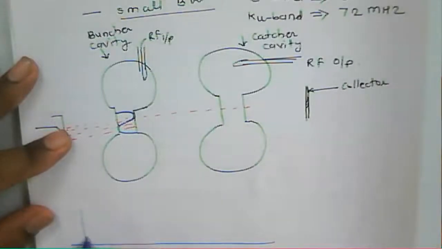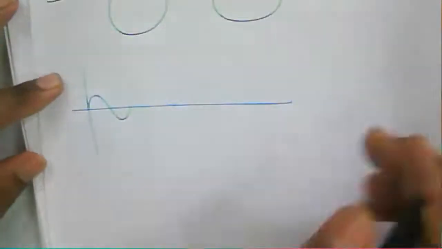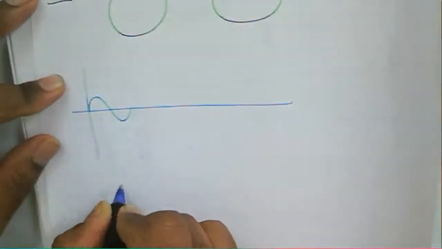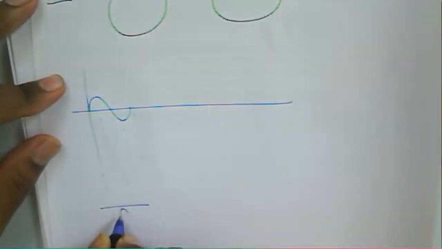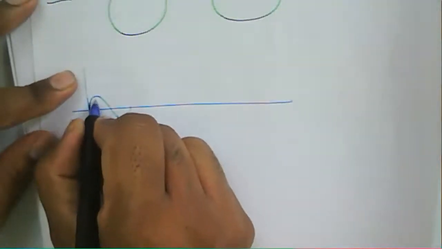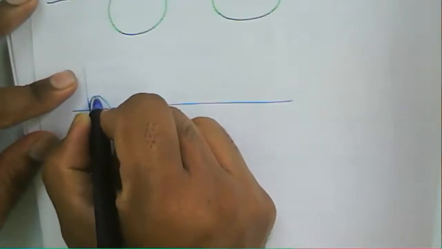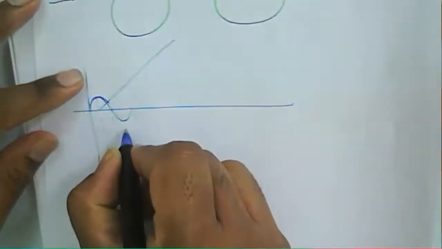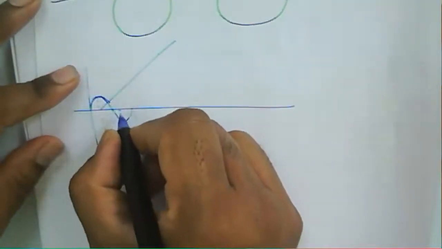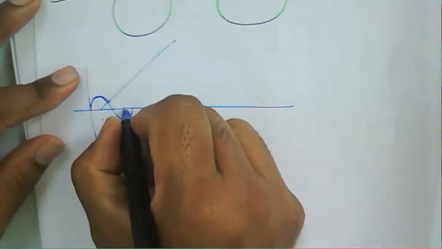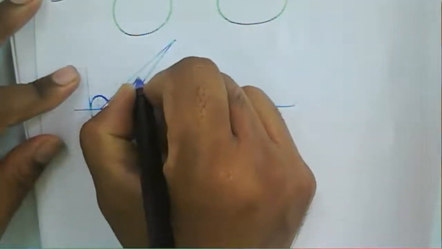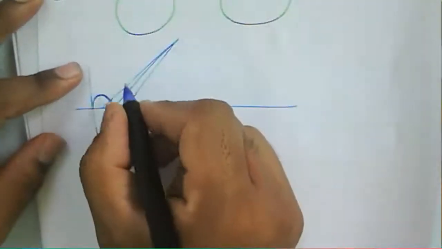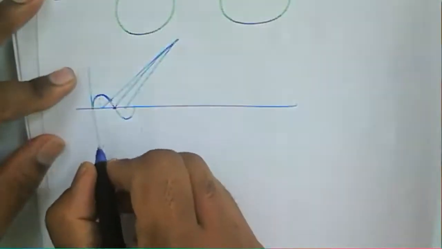Suppose I draw the RF here. This is the cathode, and it emits the electrons. Those electrons emitted during the positive half cycle will be accelerated. Those moving through the negative half cycle will be decelerated, and those moving at the zero change in the RF field will have constant velocity.